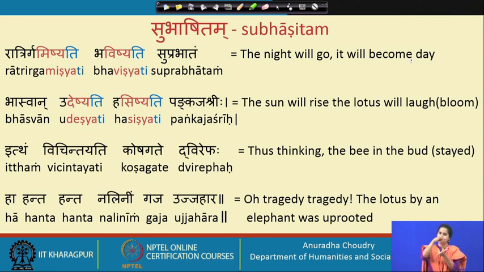So in the bud the bee is thinking, ha, hanta, hanta, oh no. Nalinim, the lotus. Gaja, the elephant. So make sure you have the ear. This is a good fun thing to try. So do the ear that's moving like a fan and the trunk that is going like that. So Gaja, Ujjahara. It uproots it.